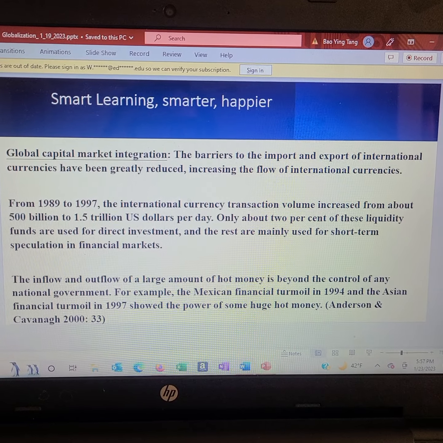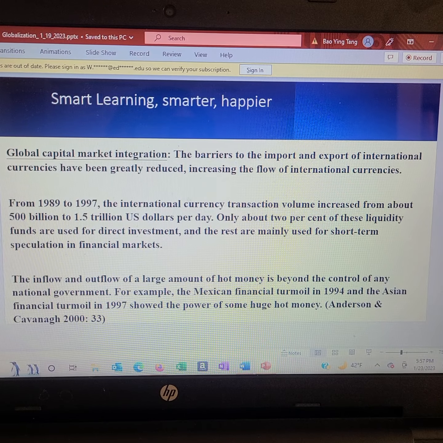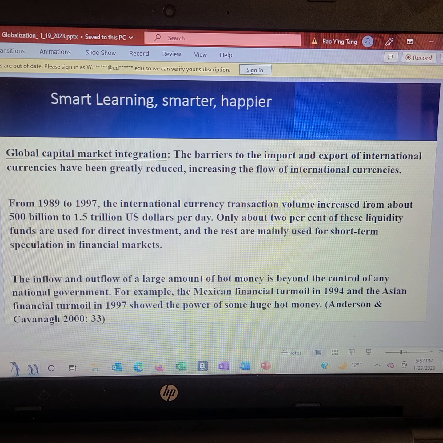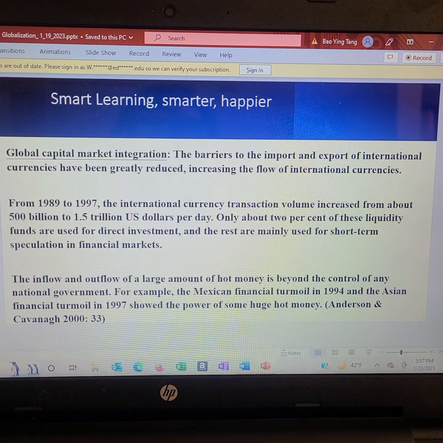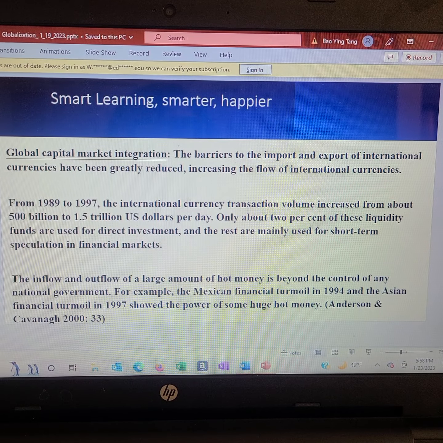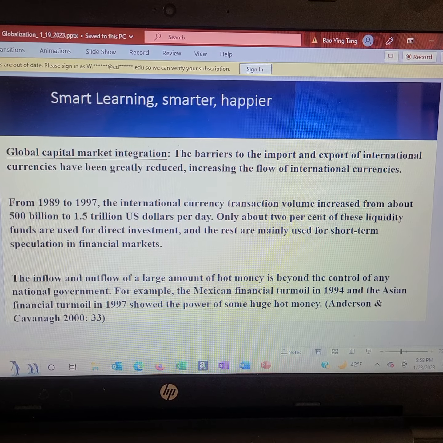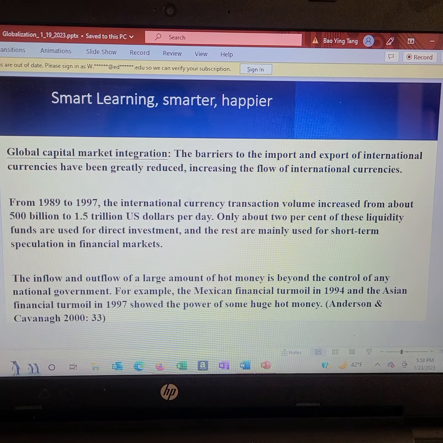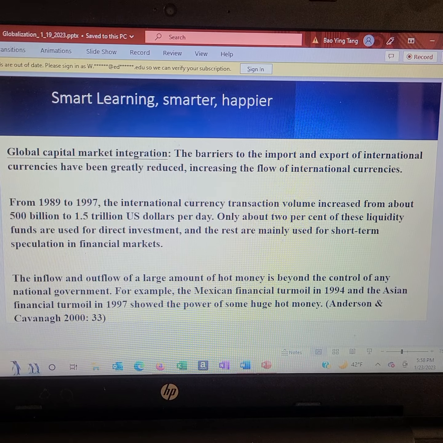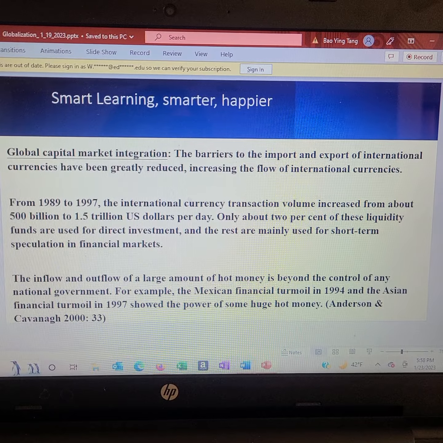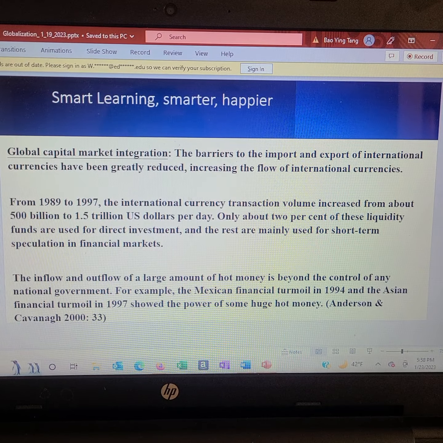Third, global capital market integration. The barriers to the import and export of international currencies have been greatly reduced, increasing the flow of international currencies. From 1989 to 1997, the international currency transaction volume increased from about 500 billion to 1.5 trillion US dollars per day. Only about 2% of these liquidity funds are used for direct investment, and the rest are mainly used for short-term speculation in financial markets.